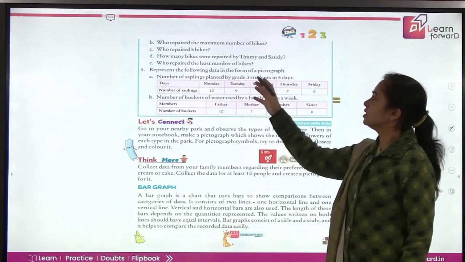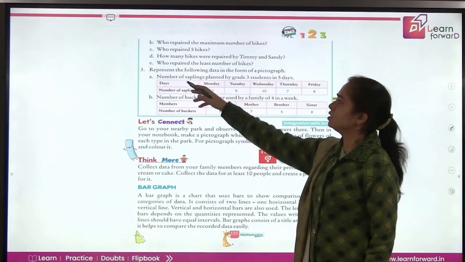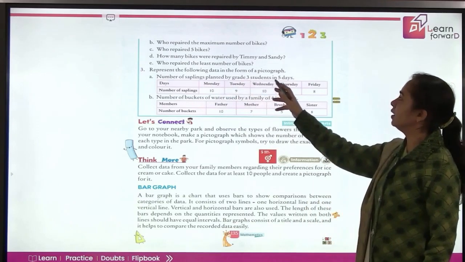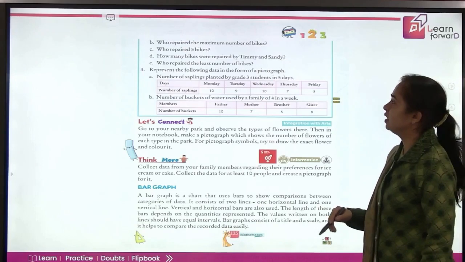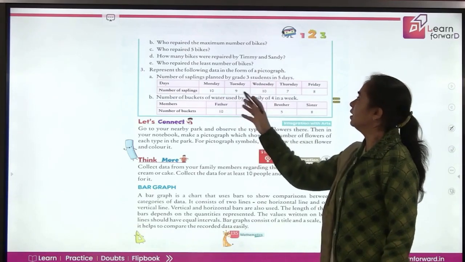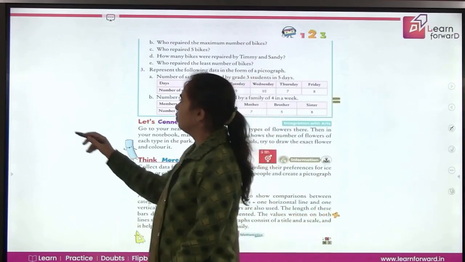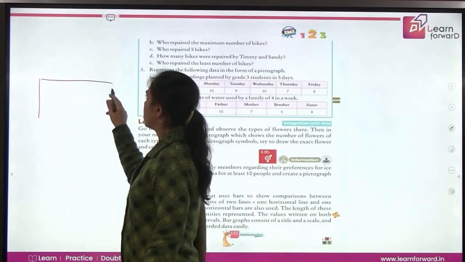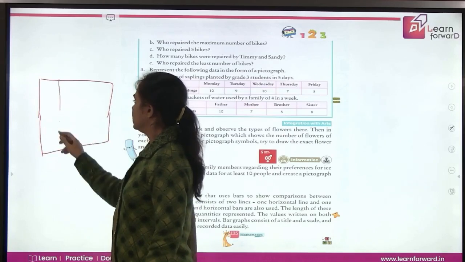Represent the following data in the form of pictograph. So you have 2 parts here. In first, number of saplings planted by grade 3 students in 5 days. So you have been given 5 days, Monday to Friday, and the number of saplings here. So how will you draw the pictograph? We'll make a box. We'll write days here.